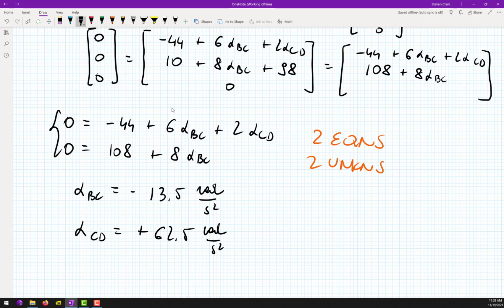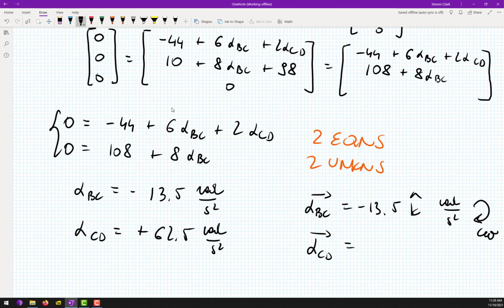Okay, vector-wise, alpha BC will be 13.5 K radians per second squared, so that would be clockwise. And alpha CD will be 62.5 K radians per second squared, counterclockwise. The end of the problem.